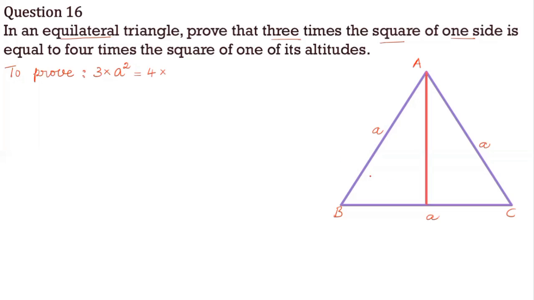Now draw altitude of an equilateral triangle. Draw altitude from A on BC. Now AD is an altitude from A on BC. Now we have to prove 3A square is equal to 4 AD square.